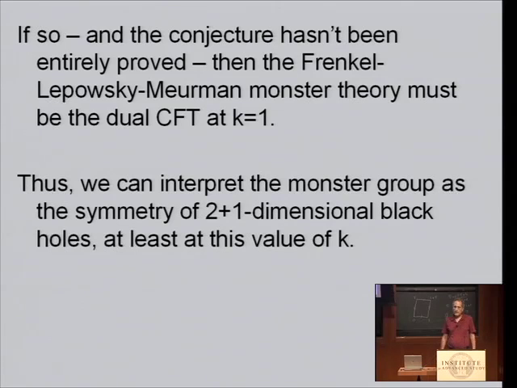They also conjectured that their theory is the unique holomorphic CFT with this partition function. If that's right, and if holomorphic factorization is also correct, then the Frenkel-Lepowsky-Meurman monster theory must be the right one at k equals 1. Well, I mean, if c equals 24 or k equals 1 is a valid value for quantum gravity, and if holomorphic factorization holds, that second one is a big if, perhaps, then the Frenkel-Lepowsky-Meurman theory must be the right one. So we can interpret the monster group as the symmetry of 2 plus 1 dimensional black holes, at least at this value of k.